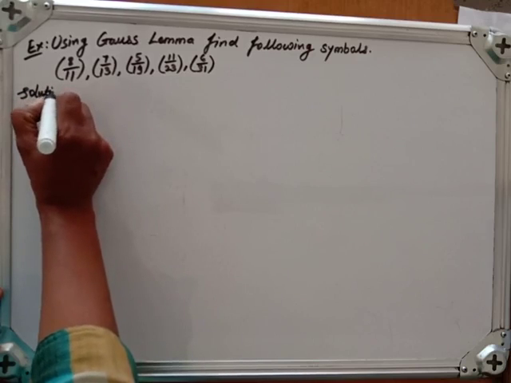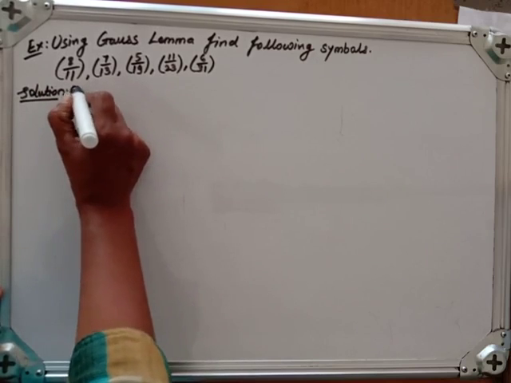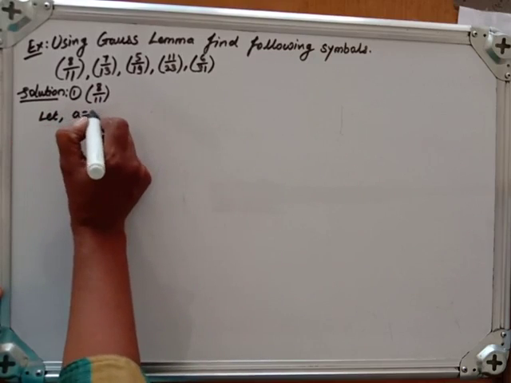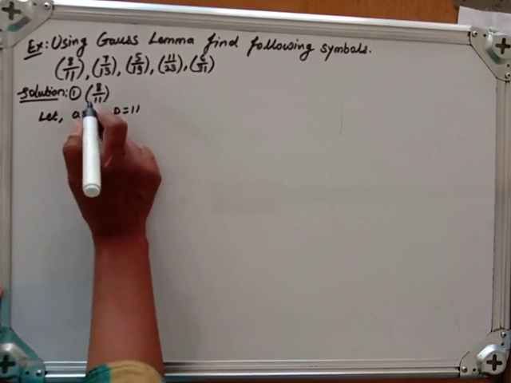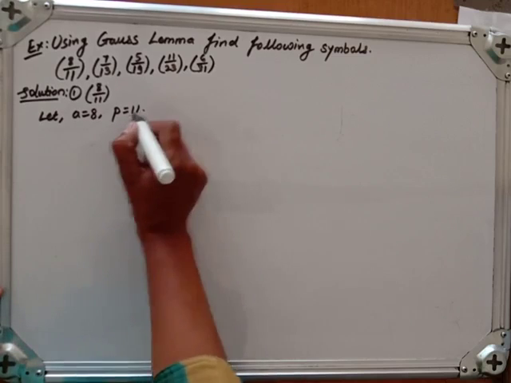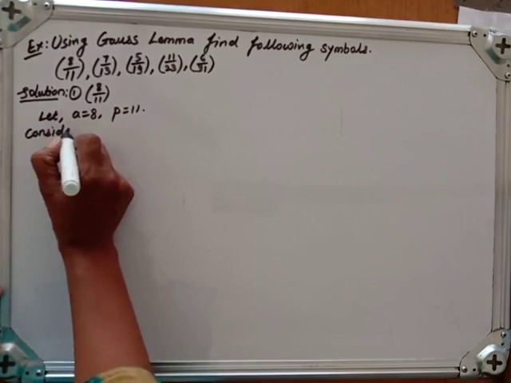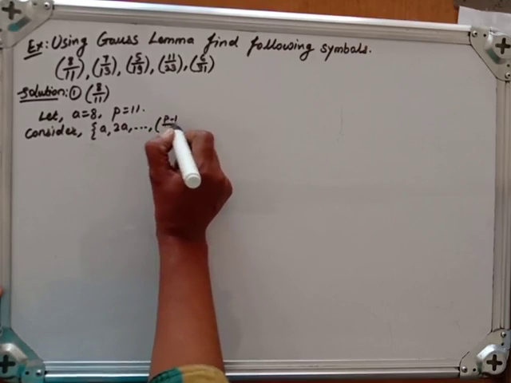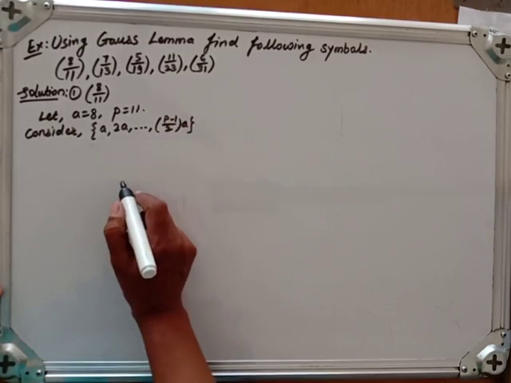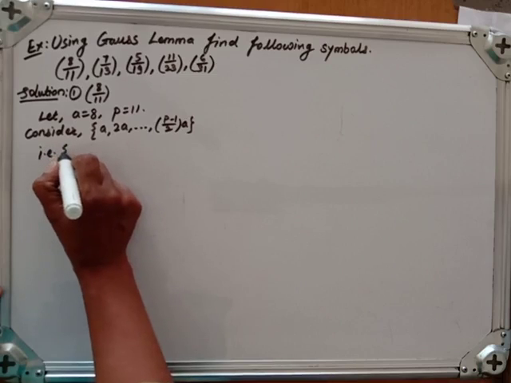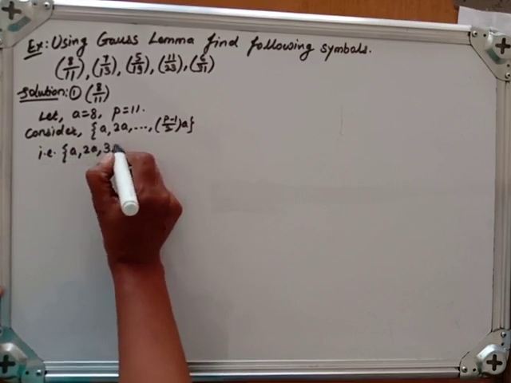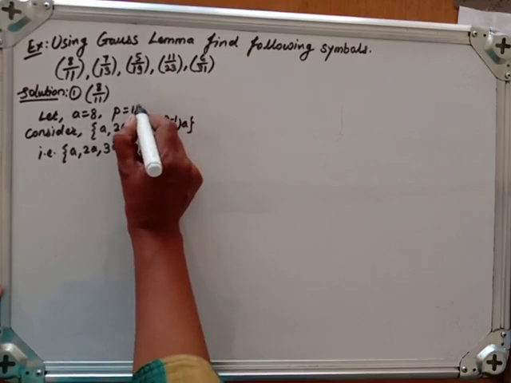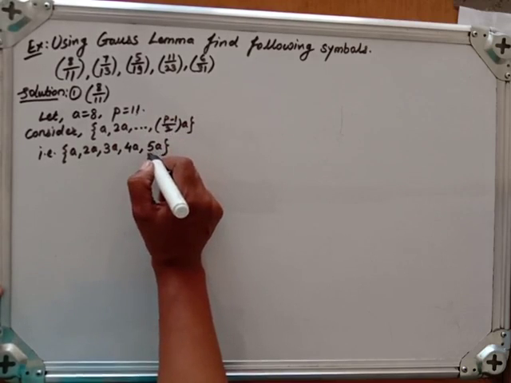Solution. For the first one, Legendre symbol 8 by 11. Let a equal to 8 and p equal to 11. Consider this set a, 2a, and so on up to (p minus 1)/2 times a. According to Gauss lemma, we have to consider this. That is the same as a, 2a, 3a, 4a and 5a, since for p equal to 11, (11 minus 1)/2 is 5.